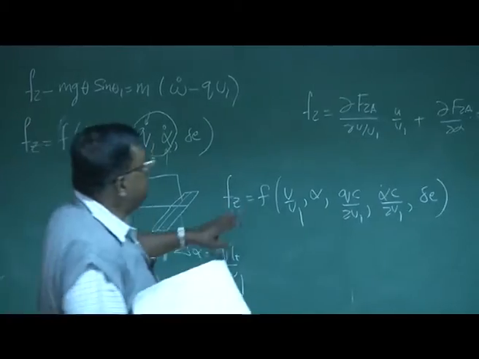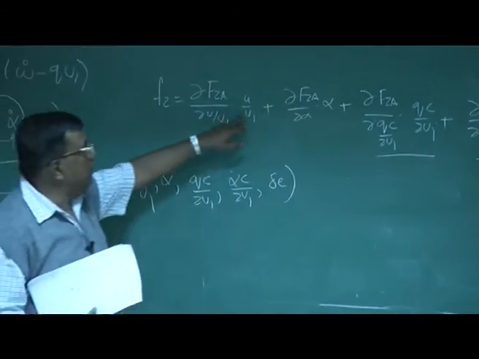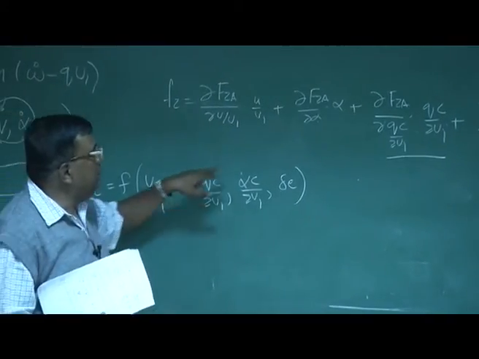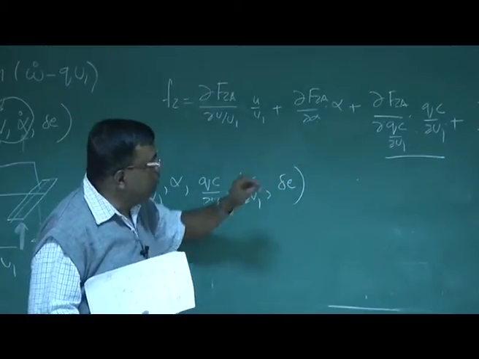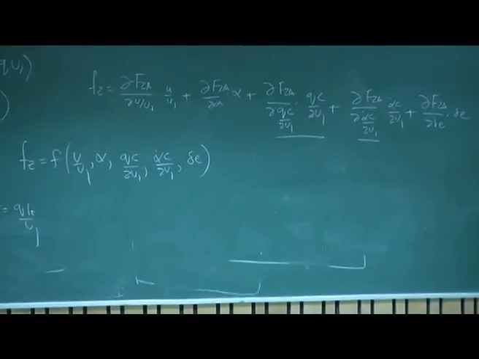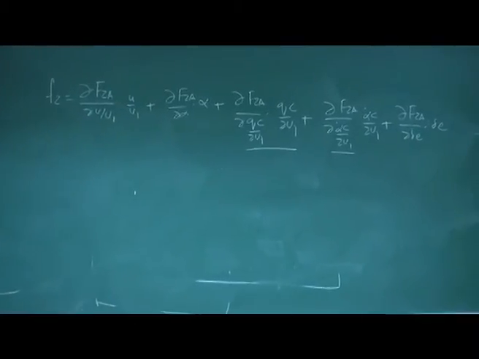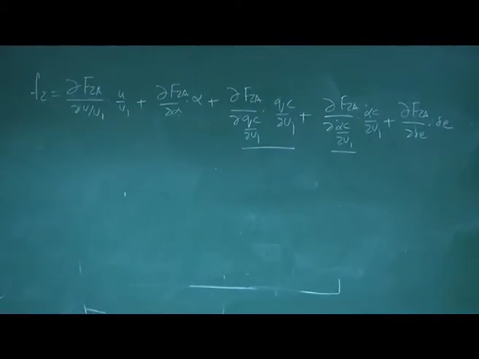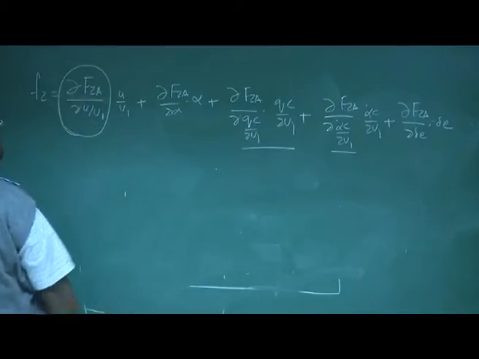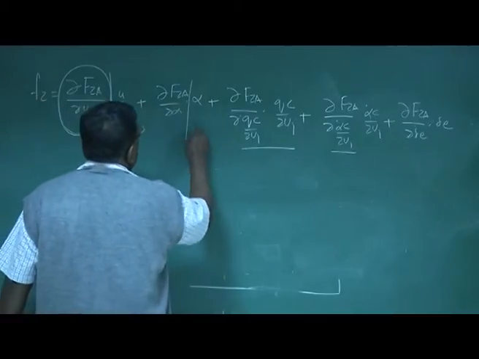Okay, so if I write like this, now from here, I can write dFza by d(u by U1) into u by U1, dFz by d alpha into alpha, dFz by d(QC by 2U1) into QC by 2U1, and dFza by d(alpha dot C by 2U1) into alpha dot C by 2U1, then dFza by d delta E into delta E. Correct? So what is important now? Can I get a quick estimate or formulation to evaluate these derivatives at steady state? That is the catch point, at steady state.